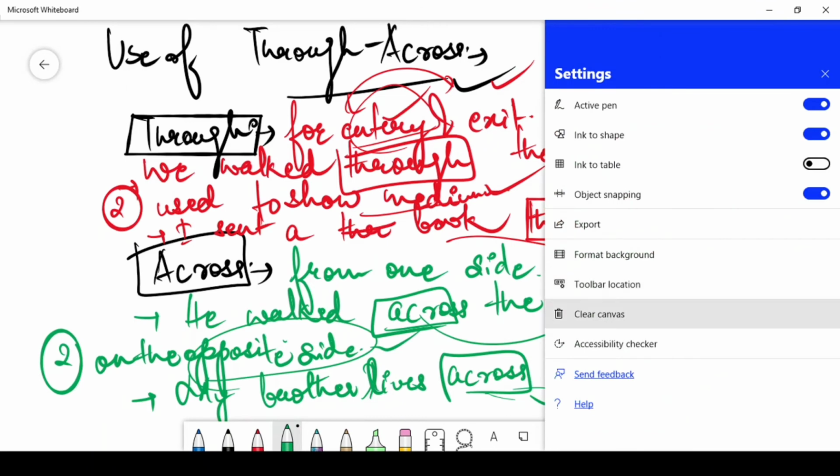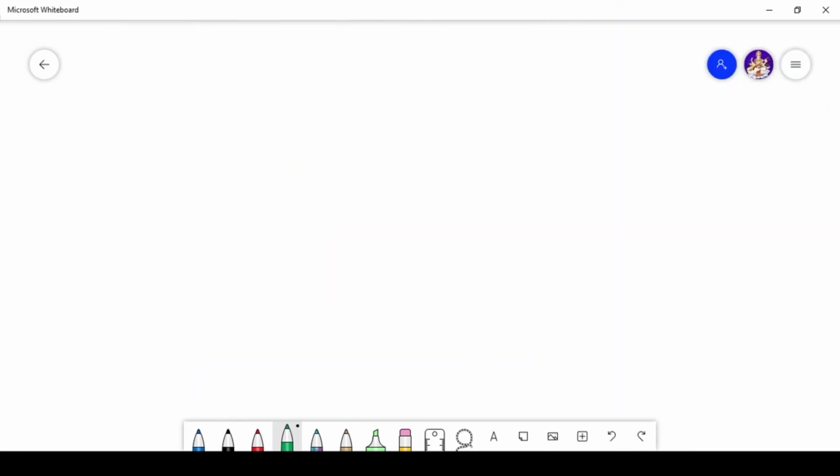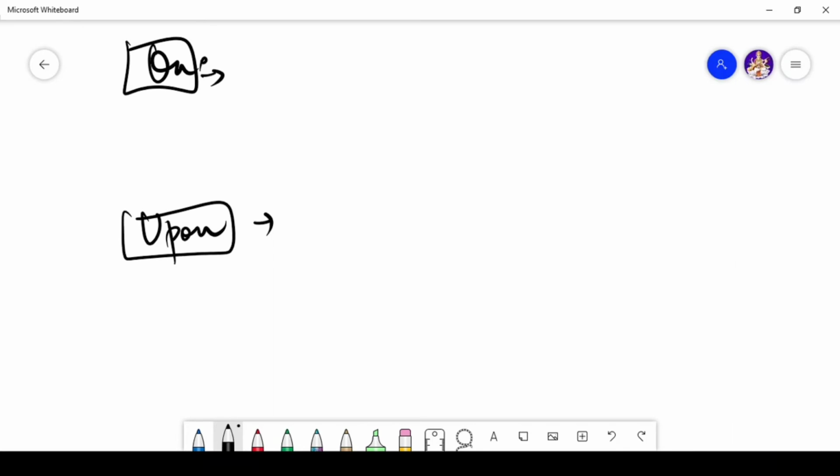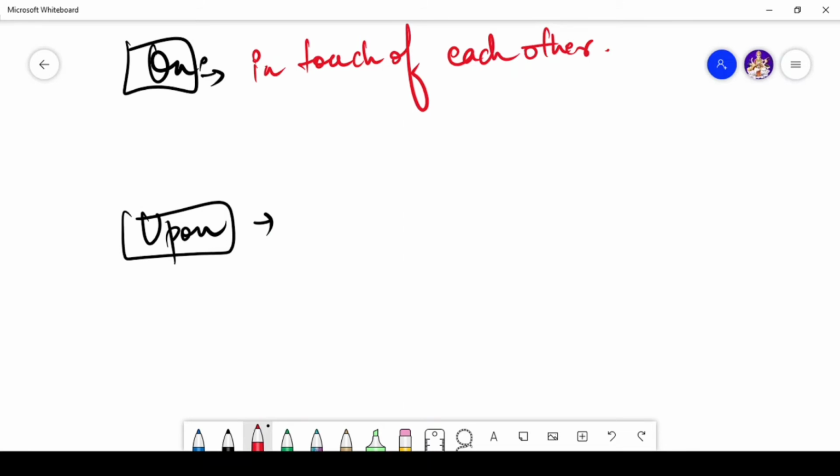The next use is of on or upon. Now, on is used to represent being in touch with each other. Upon means in motion. On means in touch with each other.